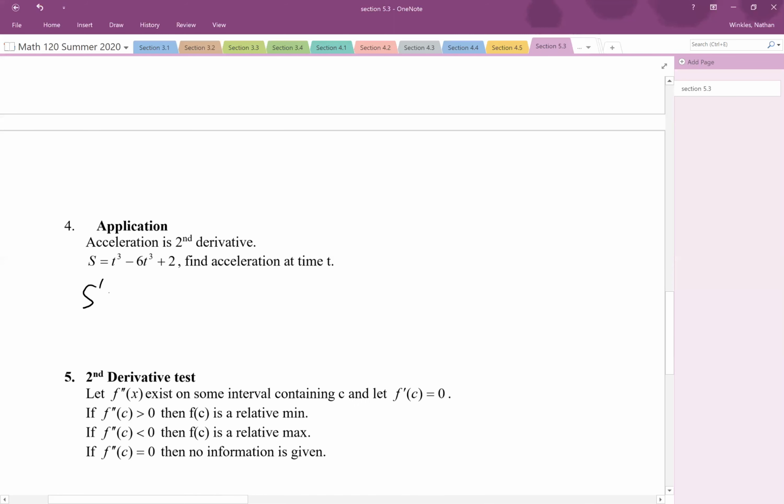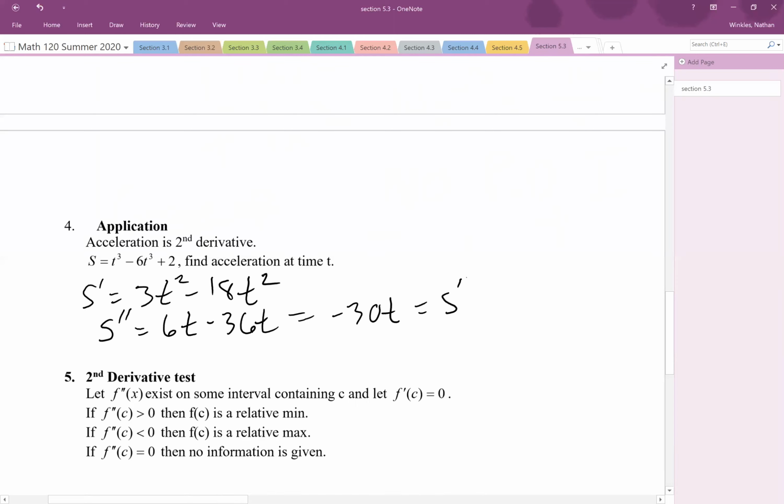So s prime is 3t squared minus 18t squared. S double prime is equal to 6t minus 30, is equal to 16 minus 36t, which we can combine to say minus 30t is our s double prime at t, also known as acceleration.